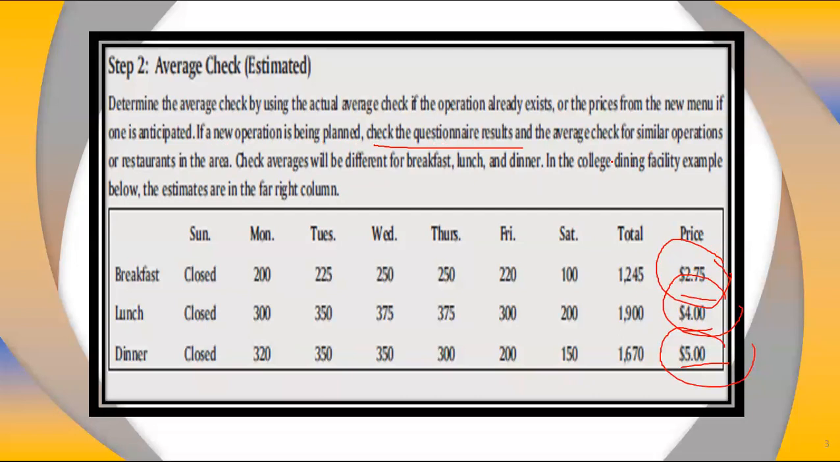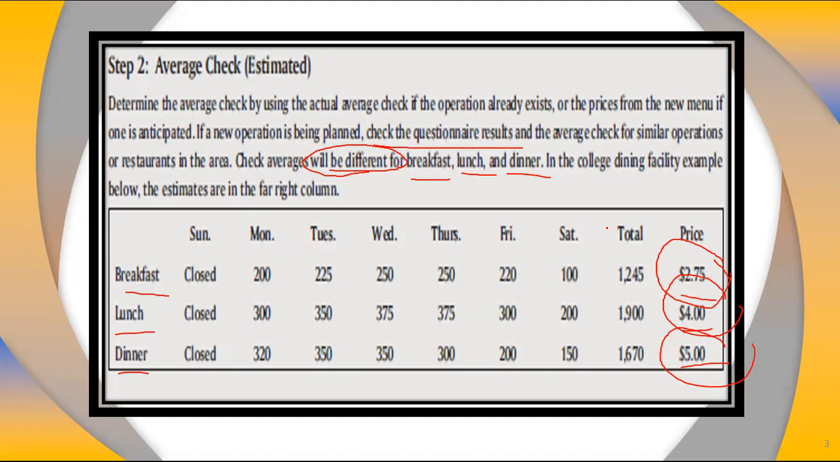The average check will differ for breakfast, lunch, and dinner, based on the menu. For example, you have 575 as an average check. Average check means this is the amount of the capacity of the buyers to buy based on your menu. So you have different prices there.